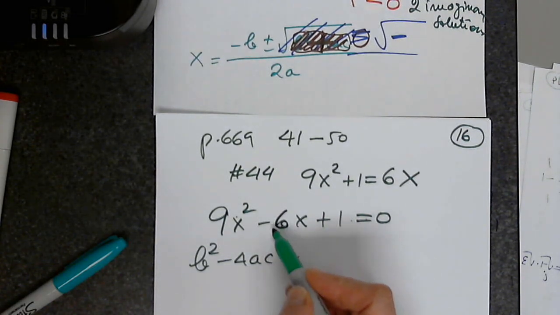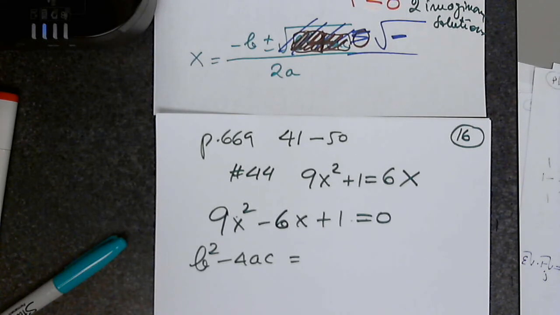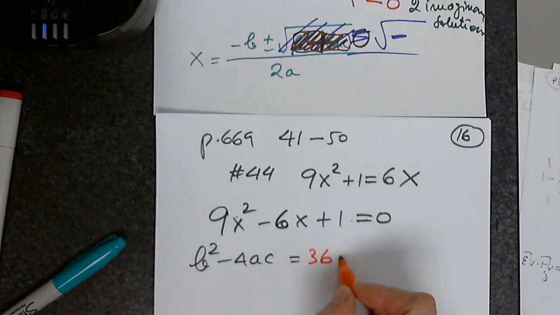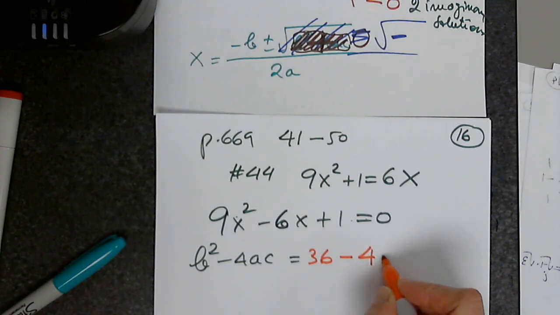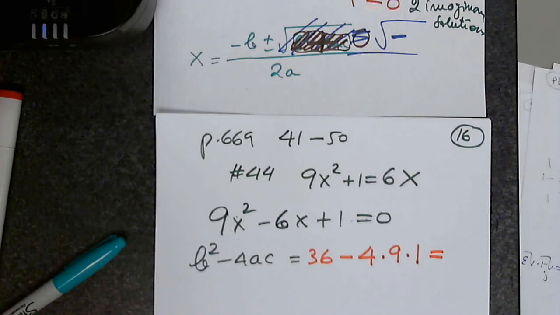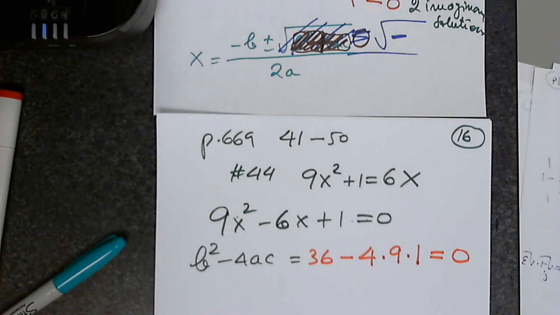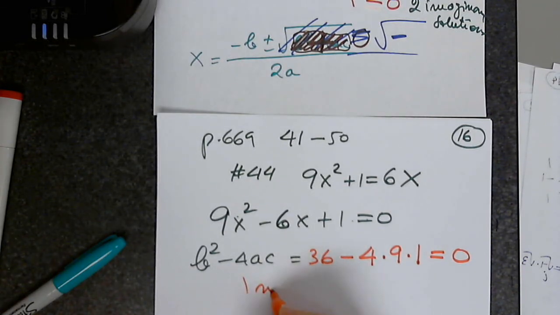Can anyone give us b squared? Excellent. Minus 4 times a times c. What is the answer? 36. Yes. And the answer for the discriminant? Right. What do we conclude about this equation? How many solutions does it have? And what type? One real solution.